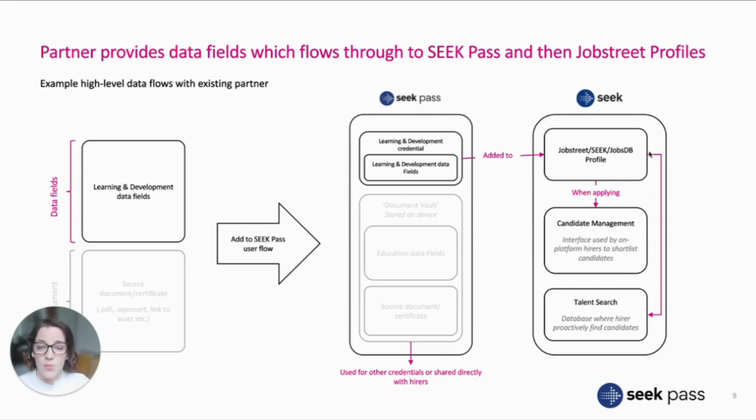There are two places where this verified credential is visible to hirers once it has been shared. The first one is that when a user applies for a role, candidate management is the platform that hirers use to shortlist and to view the applications, and they'll be able to clearly see their verified qualification there. The second option for hirers is that we have a database called Talent Search. So if they're proactively searching for users with certain qualifications, they'll also be able to see any verified qualifications that your users have on that database.